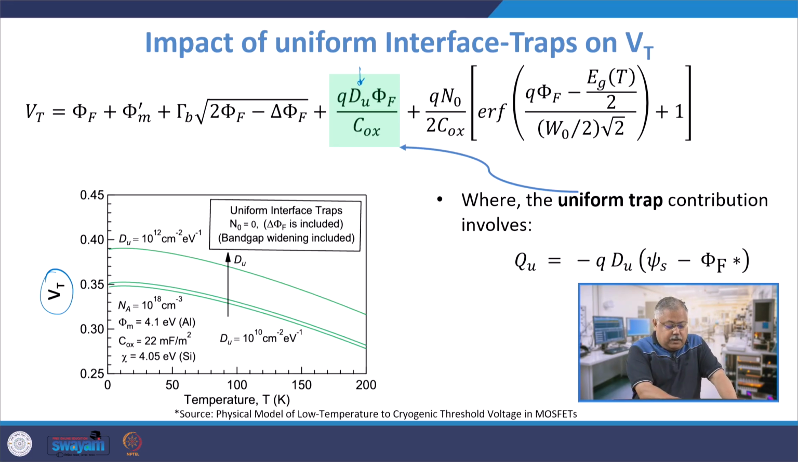We have kept the acceptor ion concentration at 10 to the power 18, right? We are again assuming here that uniform trap charges are maintained, and therefore we have included del phi f, and because of that my uniform trap charge density happens to be this much, which we have already found out in the previous case. So, again, the takeaway from this slide is that as you make your uniform density larger and larger, you end up having a larger threshold voltage for all practical purposes.